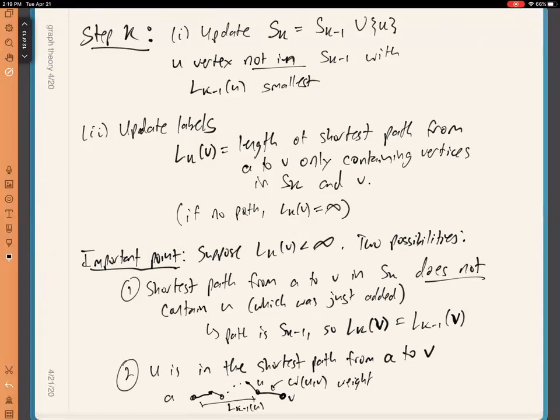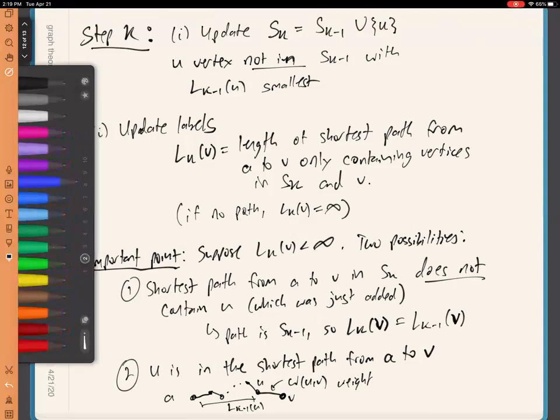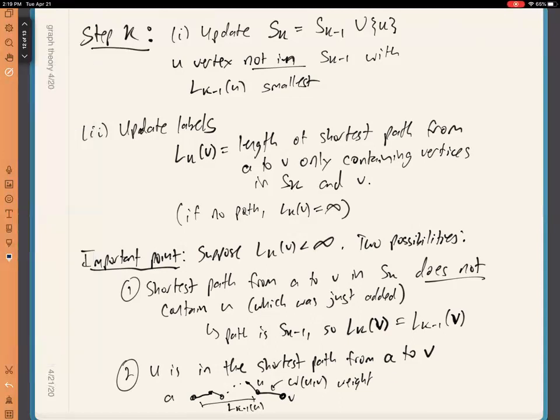And so in this case, let me change color just because it's getting cluttered. So in this case, L_K(V) is equal to L_{K-1}(U), which is the length of getting from A to U, plus the weight connecting U to V, whatever the weight is on the edge that connects U to V. And so these are the two possibilities. Either I update L in the manner of case 1, or in the manner of case 2.